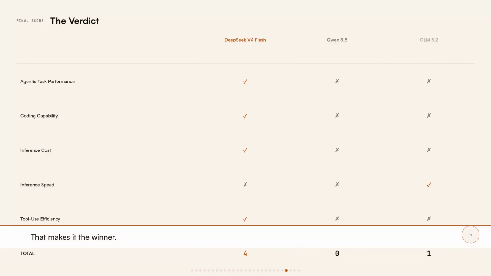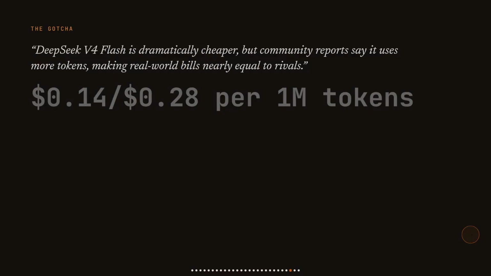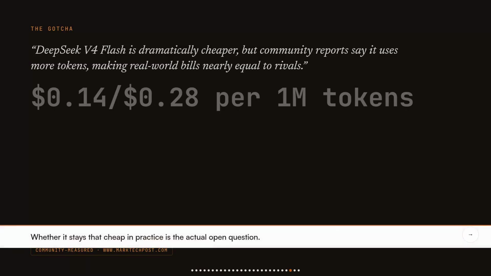Here's what the pricing page won't tell you. DeepSeek V4 Flash looks like it's up to 21 times cheaper than Qwen 3.8, but community reports say it consumes more tokens to complete the same task. That means the real invoice at the end of the month can land a lot closer to its rivals than the 0.14 and 0.28 headline numbers suggest. Before you migrate a whole production workflow on price alone, run your own token count on a real task. The sticker price is real. Whether it stays that cheap in practice is the actual open question.